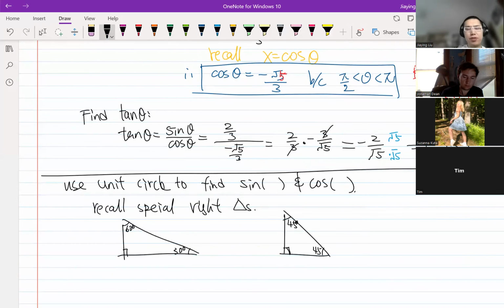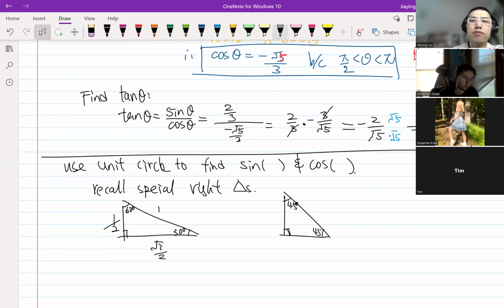For the 30, 60, 90, you probably remember you get x, 2x, and root 3 times x. There's no point to keep all the x in this, so you can just remember 1, 2, root 3. But that's not going to help us much because we're working with the unit circle. A lot of times, if we draw a right triangle, the hypotenuse is going to be 1. So I'm going to divide every side by 2. 2 divided by 2 is 1. 1 divided by 2 is half. Root 3 divided by 2 is root 3 over 2.